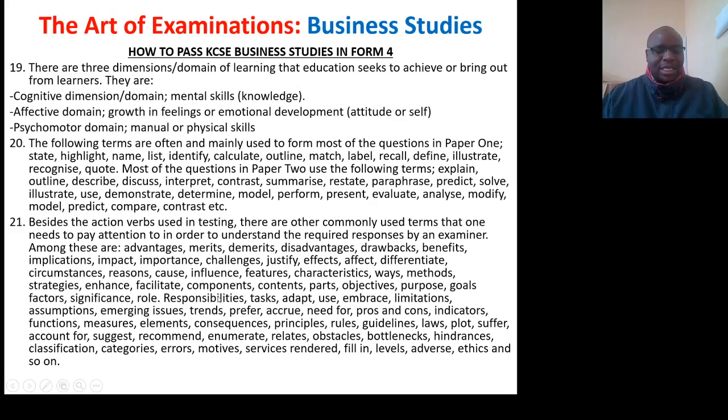We have others like responsibilities, tasks, adapt, use, embrace, limitations, assumptions, emerging issues, trends, prefer, accrue, need for, pros and cons, indicators, functions, measures, elements, consequences, principles, rules, guidelines, laws, plot, suffer, account for, suggest, recommend, enumerate, relates, obstacles, bottlenecks, hindrances, classification, categories, errors, motives, services rendered, fill in, levels, adverse, ethics, and so on.